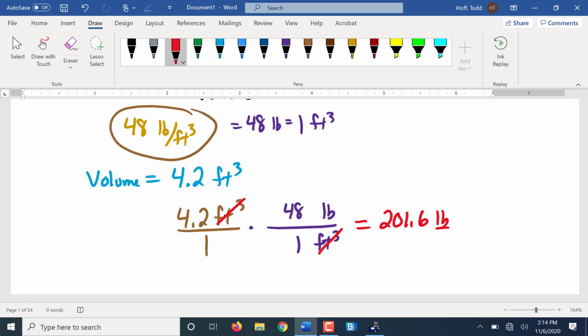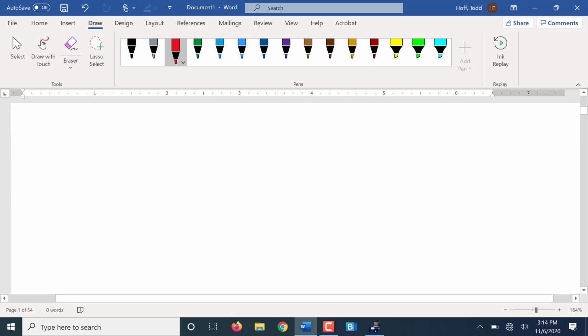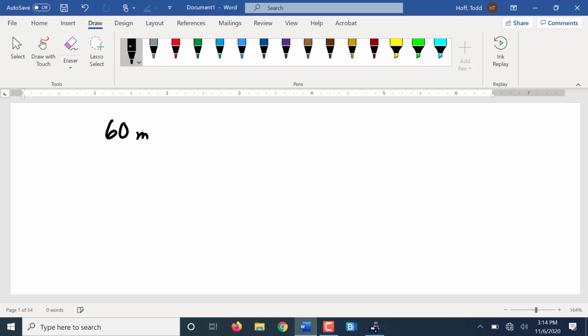Now you might be looking at this wondering, well, why did we go through 48 pounds equals 1 cubic foot? Anything that can be expressed as a rate like this can be used as a measurement equivalency. For example, let's say you're driving and you're going 60 miles per hour. That 60 miles per hour can be used as an equivalency. At that moment in time, for that vehicle, 60 miles is equivalent to 1 hour of travel.